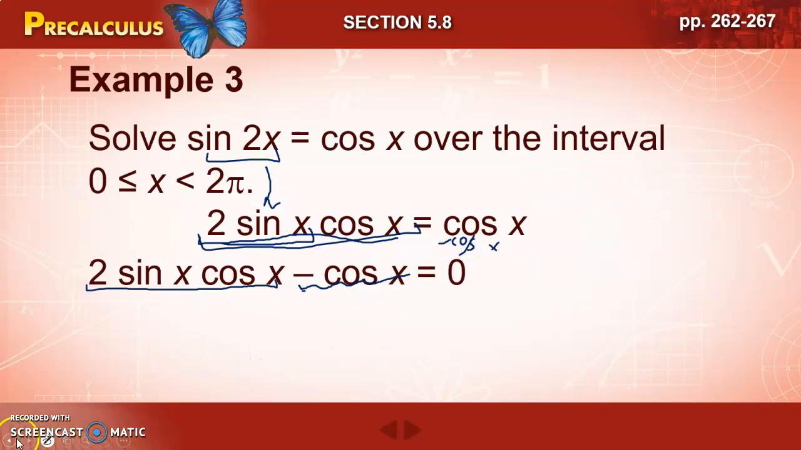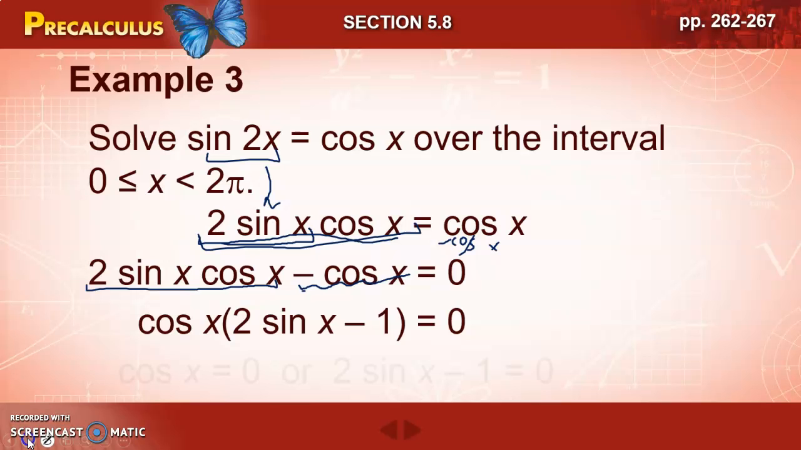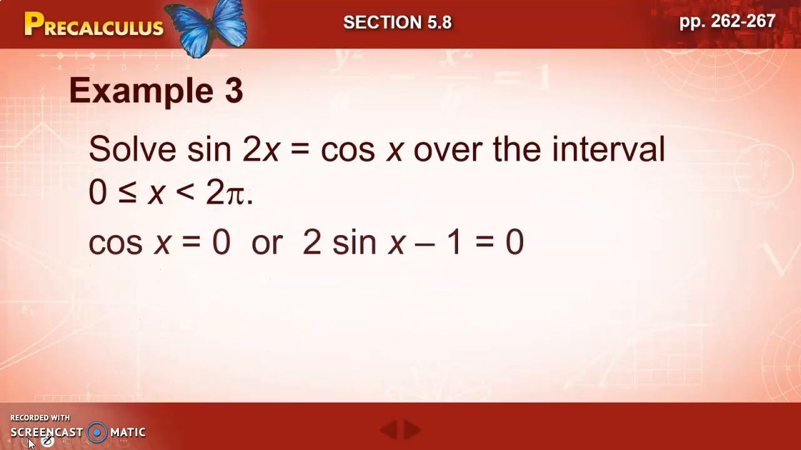Now that we have two terms, we look at what they have in common, and we notice that we can factor out a cosine x from both terms. So when we factor out a cosine x, we get cosine x times 2 sine x minus 1 equals 0. At this point, we take our two factors, just like we've done before, and set them equal to 0. Using our zero product property, we get cosine x equals 0, or 2 sine x minus 1 equals 0. Let's simplify that a little bit more. On the right-hand side, we get sine x equals 1/2.